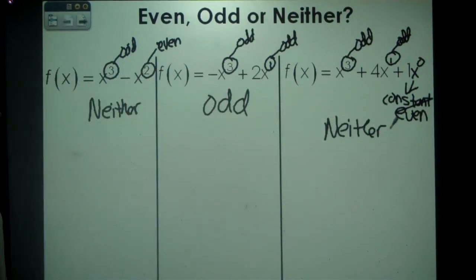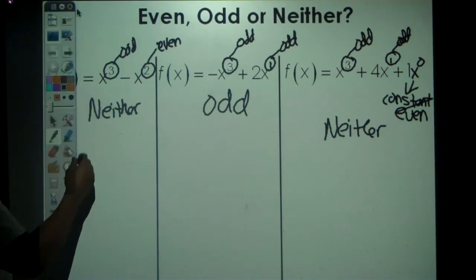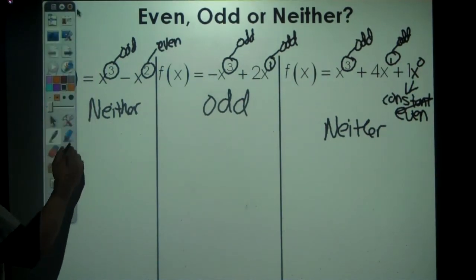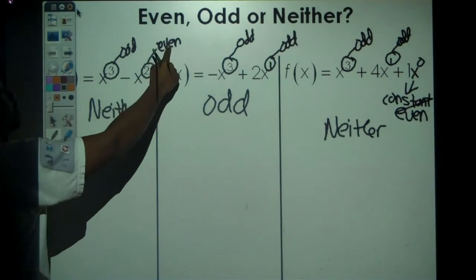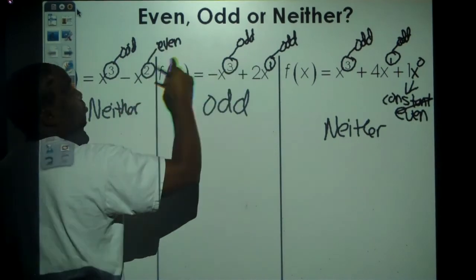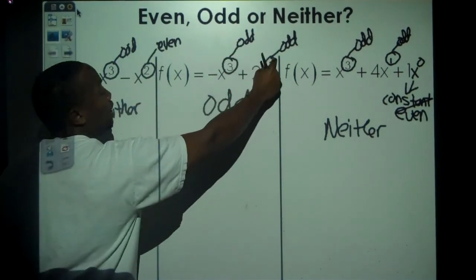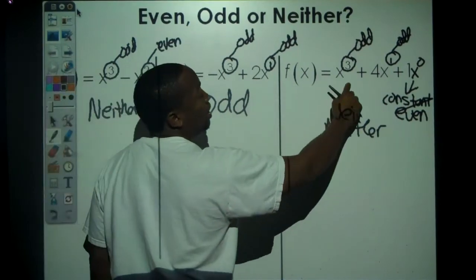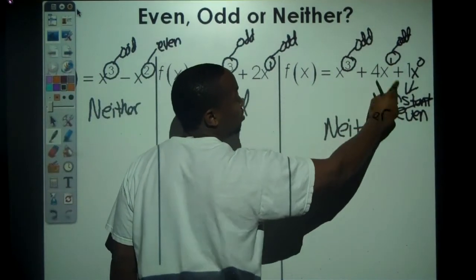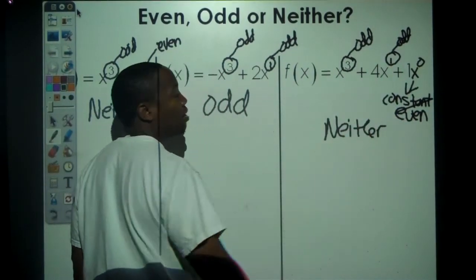Alright? So let's go through it one more time. Odd and even makes this neither. Odd and odd makes this odd. And then there are two odds but one even, so that makes this neither.